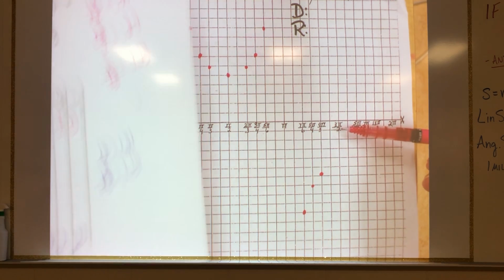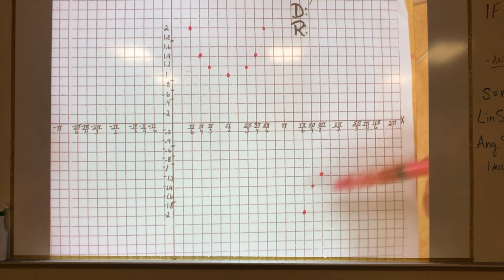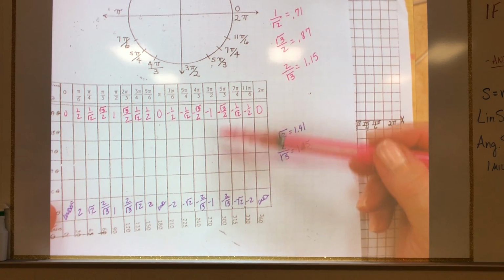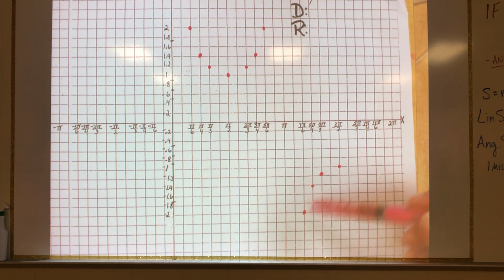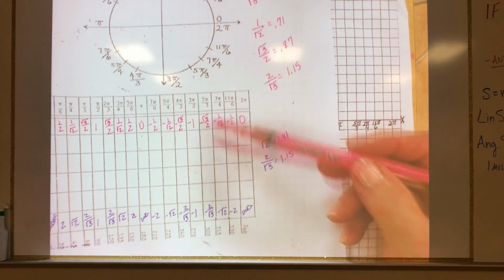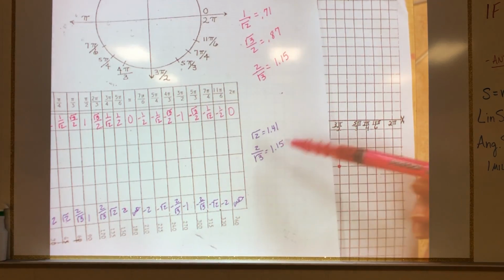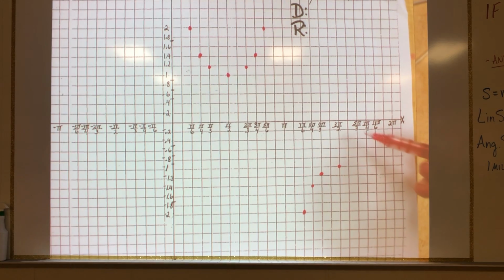3 pi over 2, are we starting to see a pattern? Yes. Okay, so 3 pi over 2 is negative 1. Now, what's fixing to happen over here, guys? It's gonna translate. What do you think it's fixing to do? He's fixing to reflect this right here. Yes, he's gonna go down. Okay? So, 5 pi over 3 is negative 2 over the square root of 3, negative 1.15. So that's almost negative 1.2.